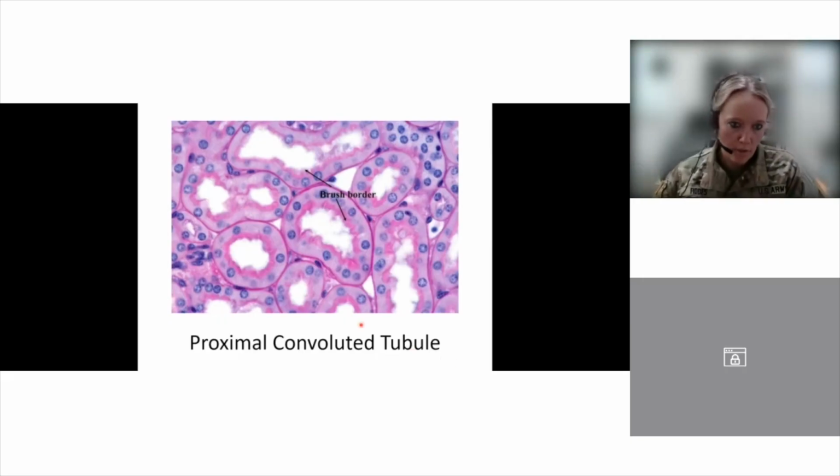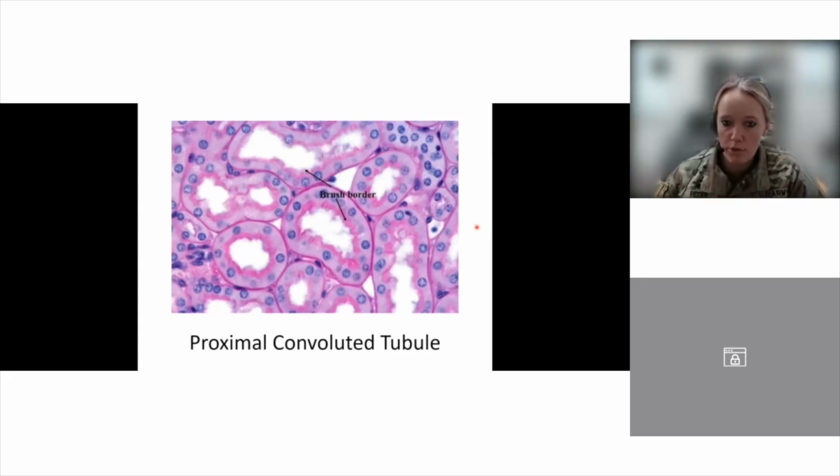But the proximal convoluted tubules are nice because they have this very distinct brush border that is going to tell you they're proximal convoluted tubules. None of the other tubules in the kidney have this brush border. So if you see this brush border, you could stain it with a PAS. It'll stain beautifully like in this image. Microvilli on that apical surface. The proximal convoluted tubules need this brush border because it increases the surface area for absorption.